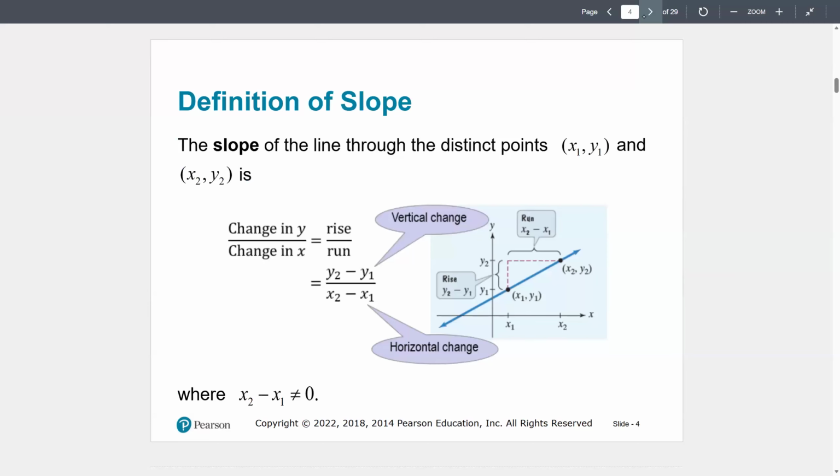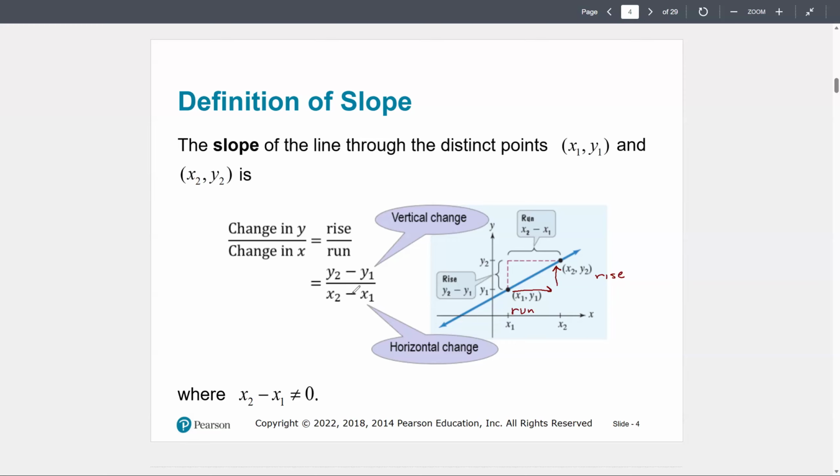So start with slope. When we talk about slope, we have a pair of points that we call x sub 1, y sub 1, and x sub 2, y sub 2. So the slope of the line through the distinct points x1, y1, and x2, y2 is going to be the change in your y values over the change in your x values between the 1 points and the 2 points. Or in other words, we call this the rise. So the change in the y is the rise, and then the change in the x we call the run.